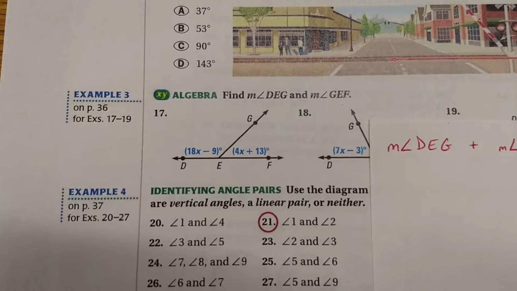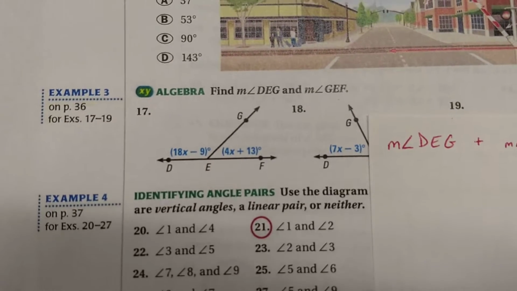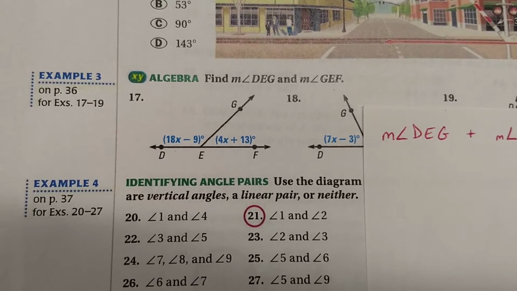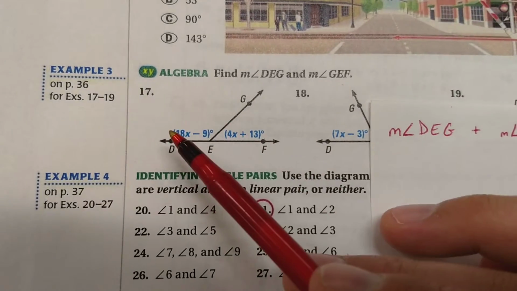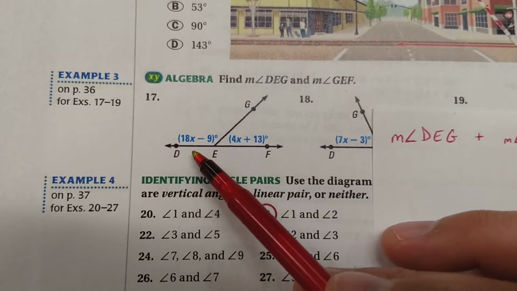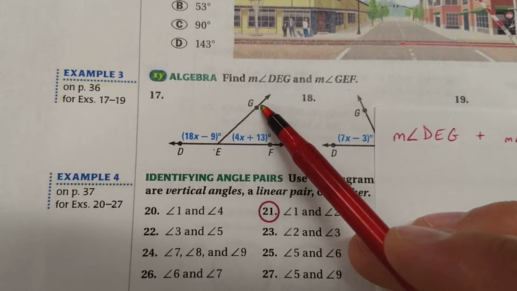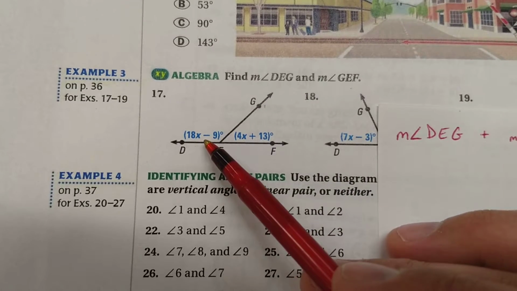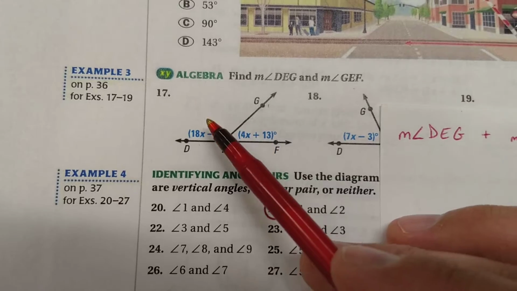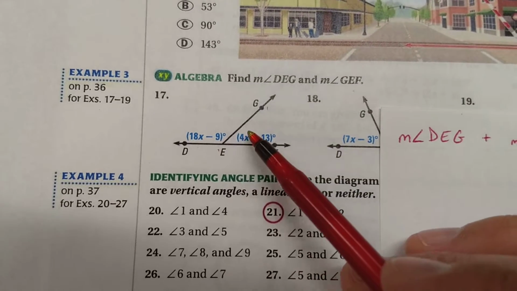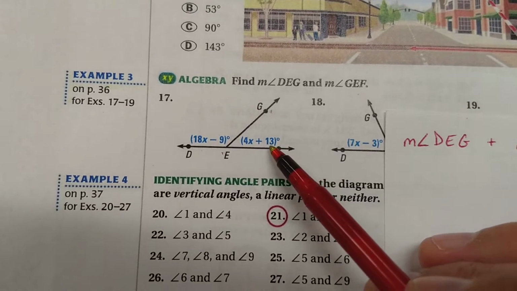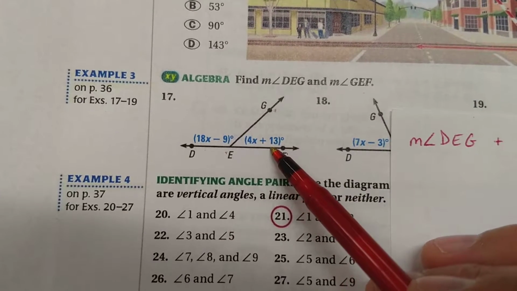We're going to use our knowledge of supplementary angles and combine that with algebra here to solve for missing variables. We're looking at number 17 with this diagram, and you see we've got angle DEG, and that's listed as 18x minus 9. We're trying to find what this actually is in terms of a measurement, and we're also looking for GEF. Currently it's listed as 4x plus 13.